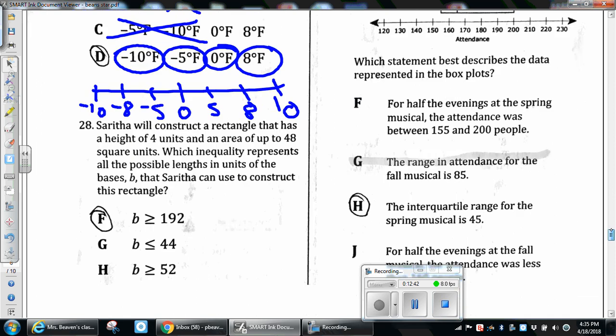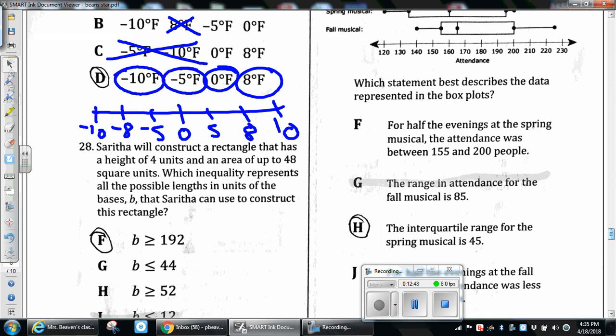So Sarita will construct a rectangle that has a height of 4 units and an area up to 48 square units. Which inequality represents all the possible lengths in units of the bases that Sarita can use to construct this rectangle? So let's see, I'm a little lost at first. We have that the height is 4 and the area could be up to 48. So here we're talking about inequalities.